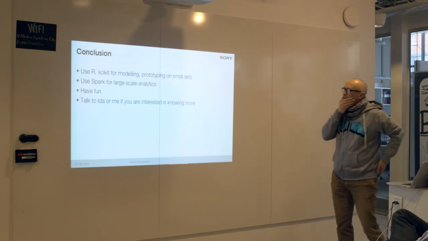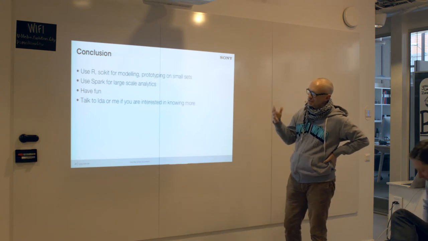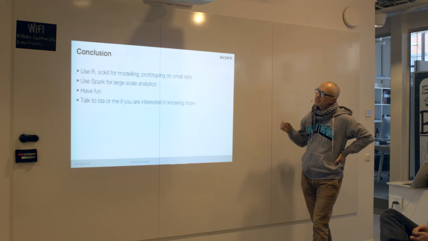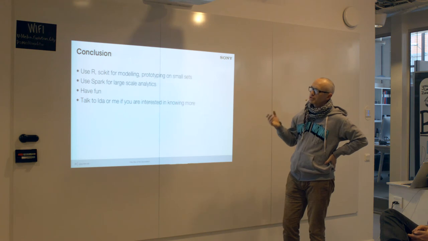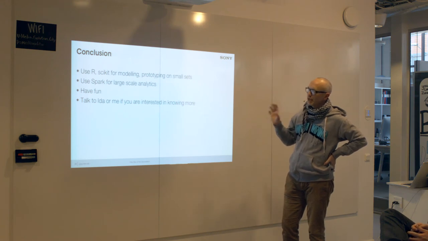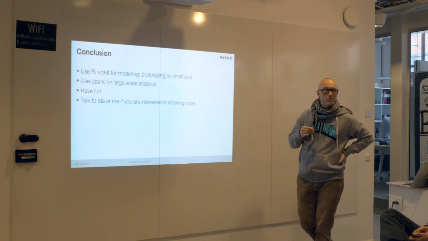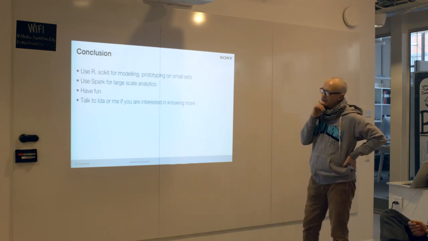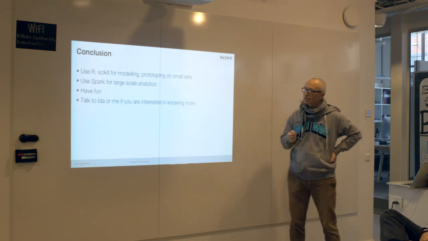So I think that concludes my talk today. My recommendation is to use R or Scikit for modeling and prototyping on smaller data sets, and then use Spark for large-scale analytics. But you can actually do much of the modeling in Spark itself, so you don't have to move from prototyping to production. It's really fun to use Spark. In general, machine learning and data analysis are really fun, but coding in Scala and Spark, with this functional approach, is really fun too.